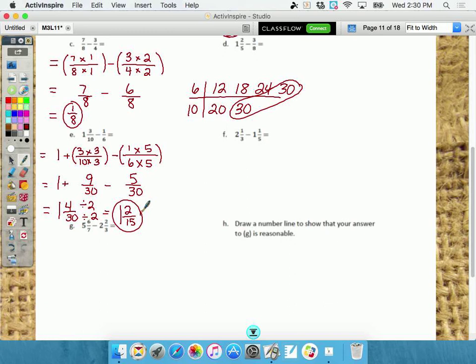Okay, let's go ahead and put that on a number line, and let's use this space right here. So looking back at my problem, 1 and 3/10 minus 1/6. What's the largest number I will need on my number line? 2. What's the smallest number? 1. Next, let's put the answer on there: 1 and 2/15.